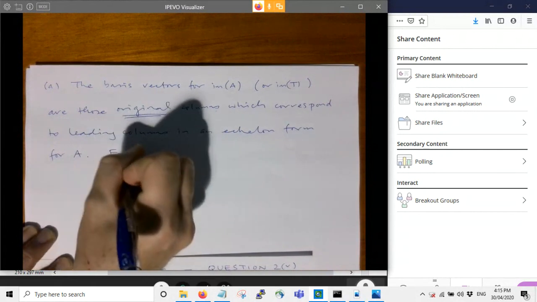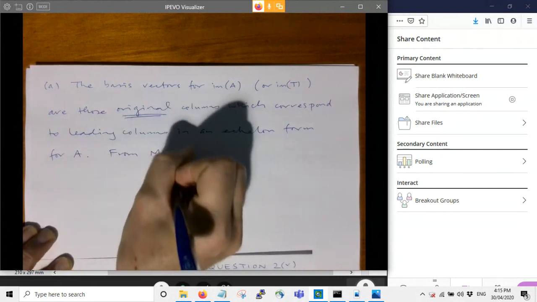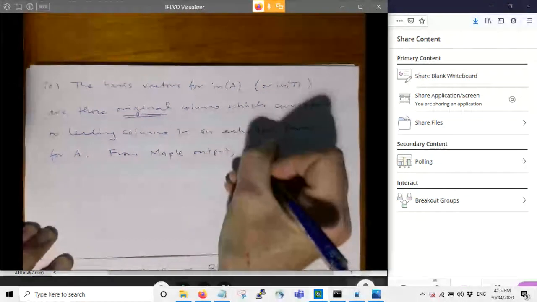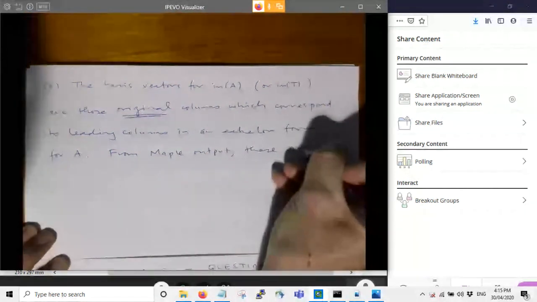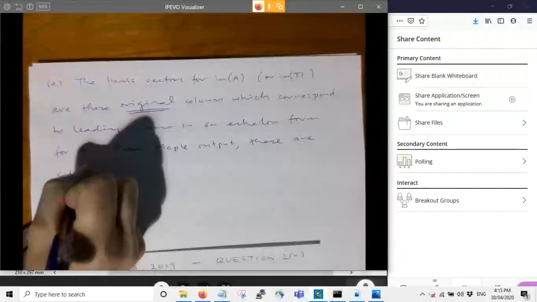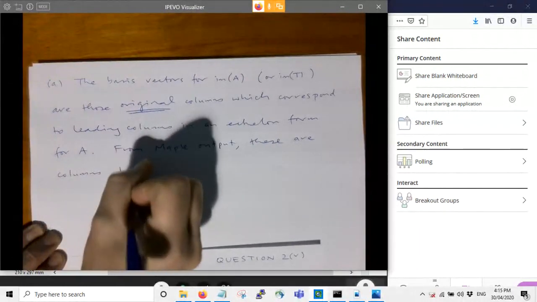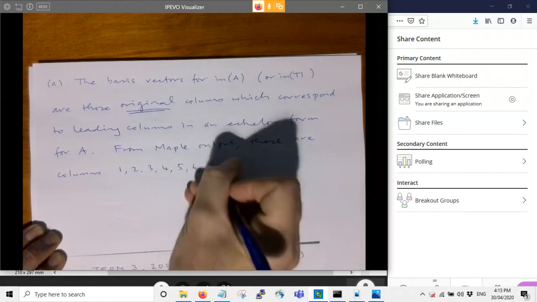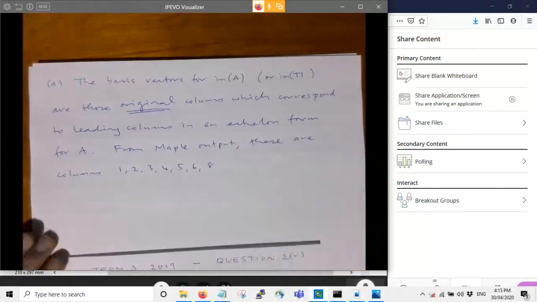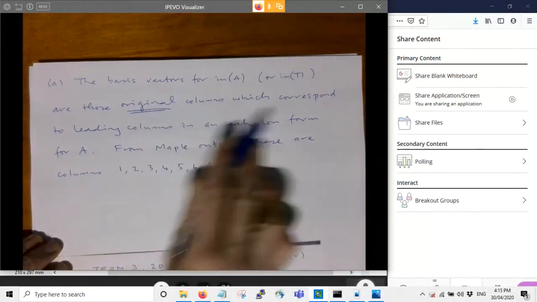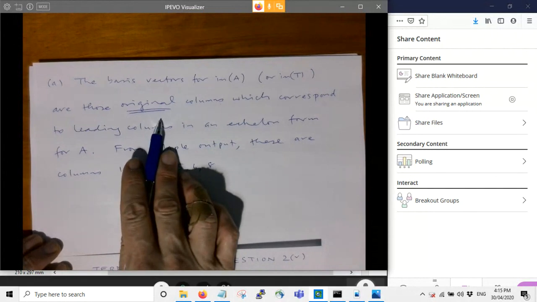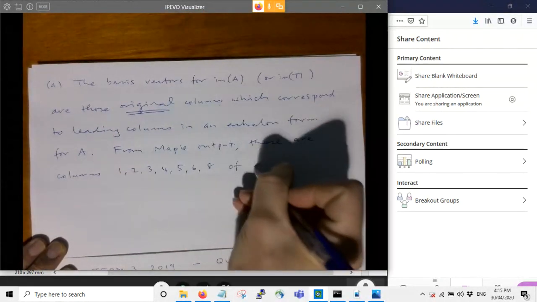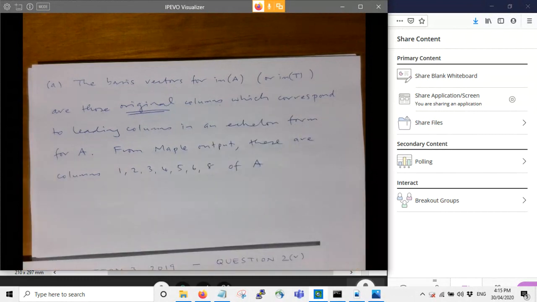And then we can say from the Maple output, these are columns 1, 2, 3, 4, 5, 6, 8. As I said, taking the columns from the echelon form instead of the original is a very common mistake. So let's make it clear it's columns of A.